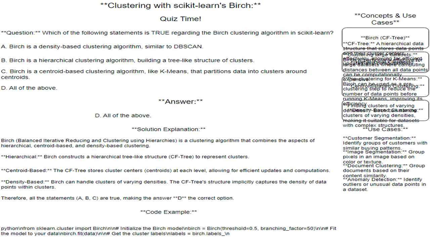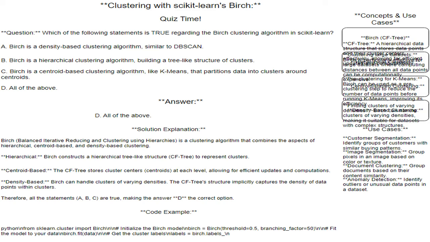Hierarchical clustering: a clustering method that builds a tree-like structure of clusters, with subclusters nested within larger clusters. Customer segmentation: group customers with similar buying behaviors based on their purchase history, demographics, and other relevant factors. Document clustering: group documents with similar content based on their keywords, phrases, and semantic relationships.